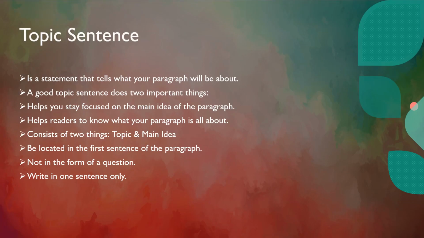Next, right after you have looked at the diagram of the 4 stages of the essay, here is a brief explanation of the topic sentence. So a topic sentence is a statement that tells what your paragraph will be about. A good topic sentence does 2 important things. The first one is it helps you to stay focused on the main idea of the paragraph, and it helps readers to know what your paragraph is all about.